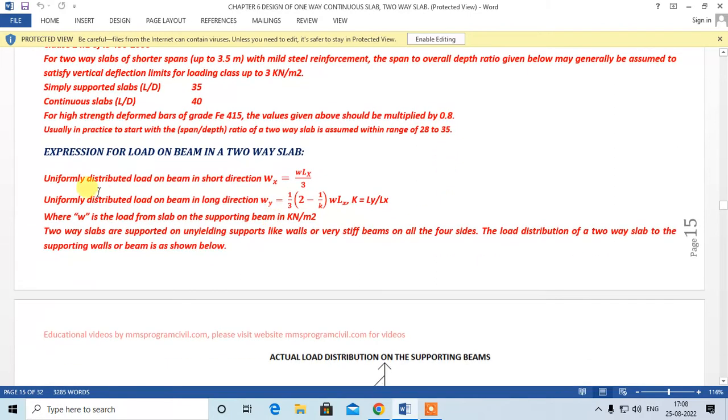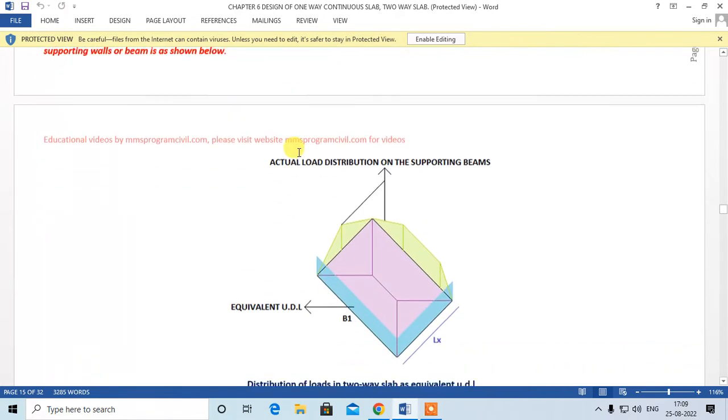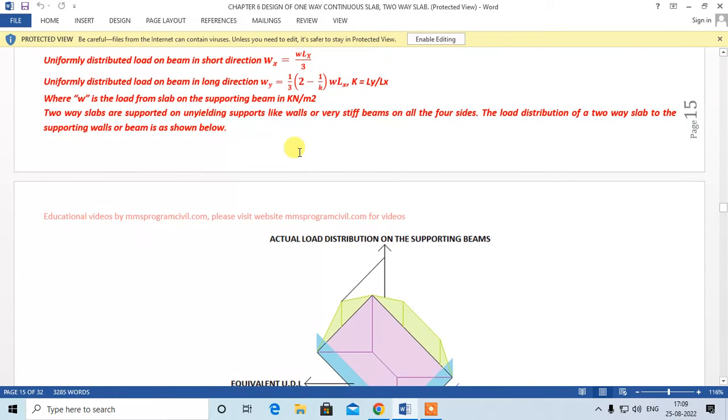Okay. Expression for load on beam in a two-way slab. Two-way slabs are supported on unyielding supports like walls or very stiff beams on all the four sides. The load distribution of the two-way slab to the supporting walls or the beams is as shown below.